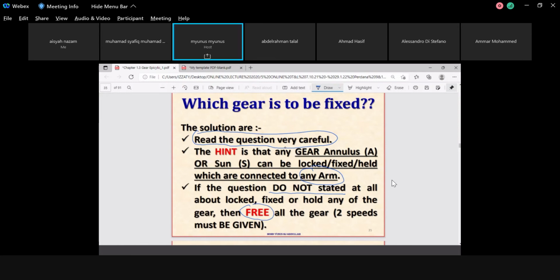But to ensure the question is correct, when they say free the gears, they must provide you two speeds. If they do not provide two speeds, you need to calculate them from the given problem. You have to understand this. So this is the very principle of solving problems, typically in related topics.